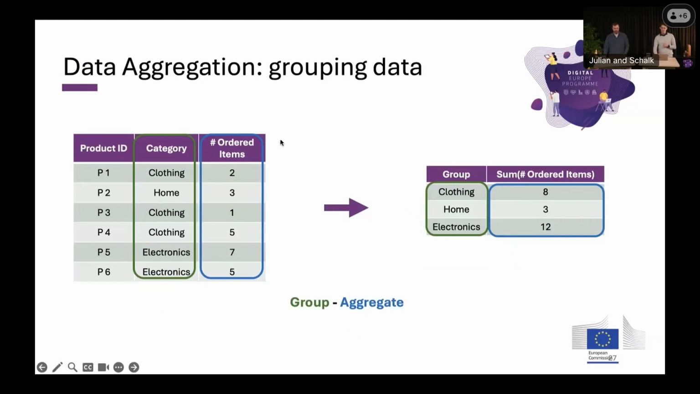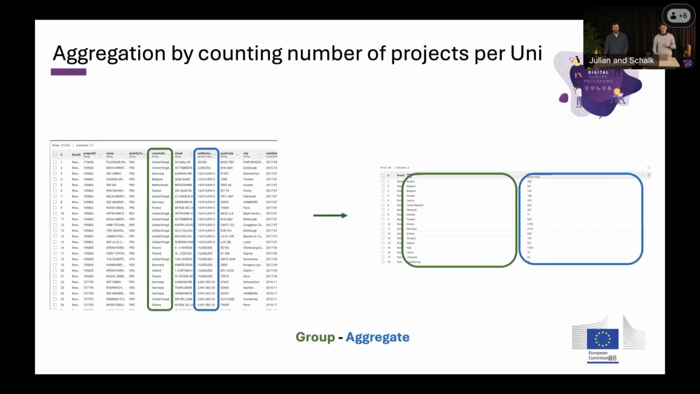Imagine now you have another column here, maybe the price per item. You could do multiple aggregations and find out, for instance, for clothing, there were 8 items ordered plus the total cost of these items. So you can have multiple aggregations for your grouping column. So that's kind of taking it one step further.